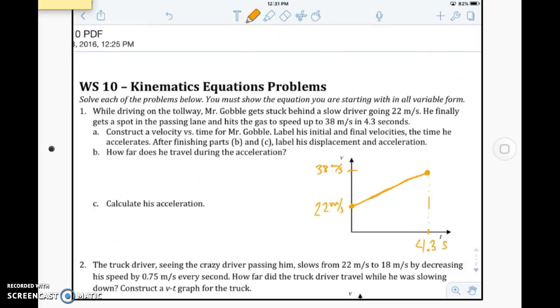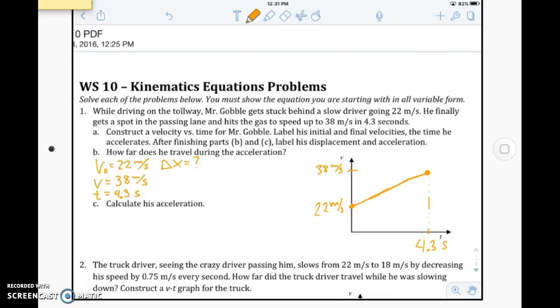Awesome. So now I've got to answer questions B and C. How far does he travel during the acceleration, and calculate his acceleration. So the first thing you want to do is write out everything you know. So I know his initial velocity is 22 meters per second. His final velocity is 38 meters per second. I know the total time is 4.3 seconds. And they're asking me how far does he travel. So that's going to be the displacement, the delta x.